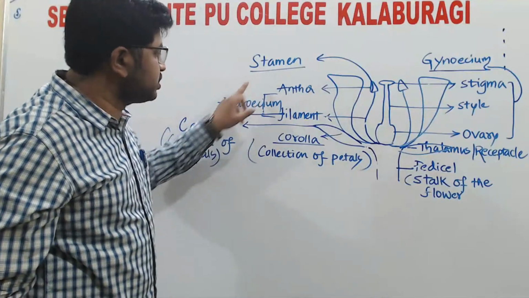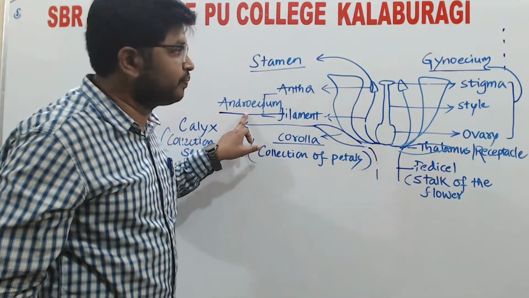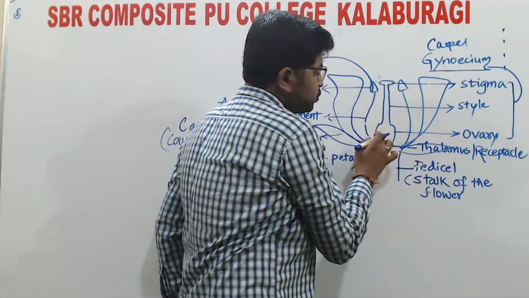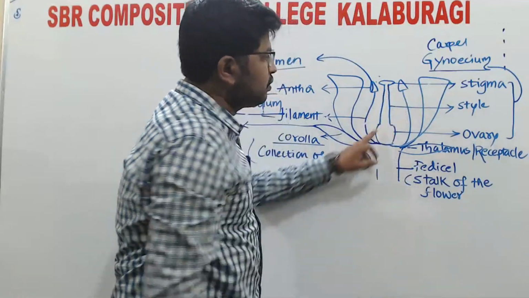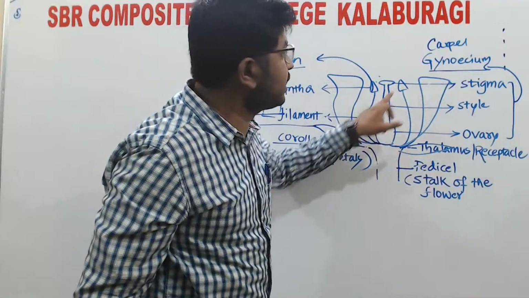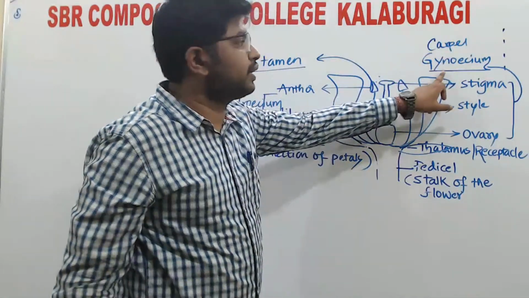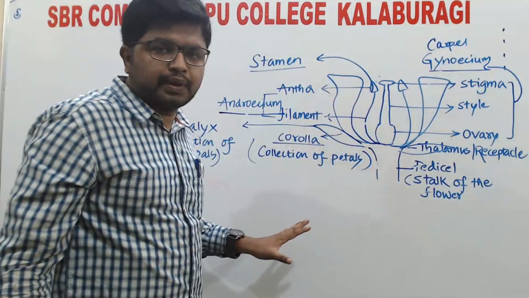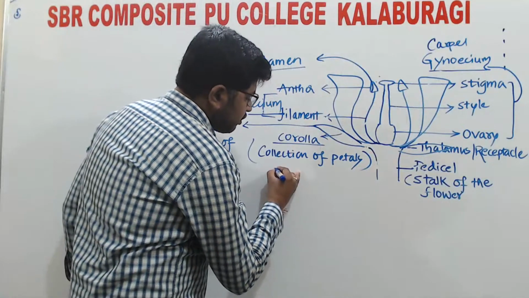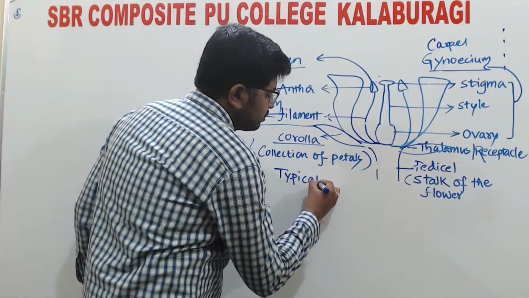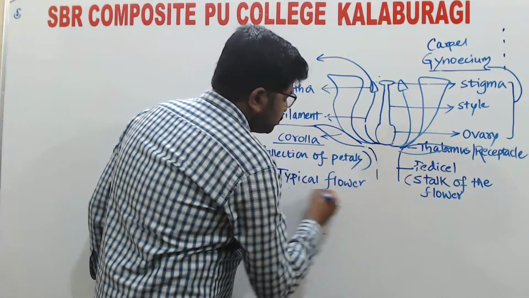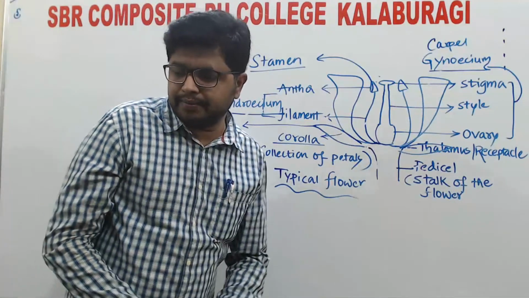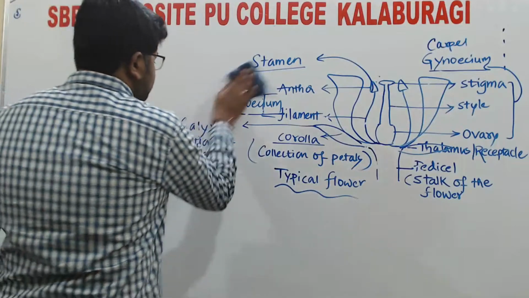Collection of stamens we call as androecium. Collection of carpels, this one structure what we are seeing, this is the carpel or pistil. Collection of carpel or pistil, we call it as gynoecium. Remember this? So this is a structure of a typical flower. If they ask you to draw, then you should draw like this and you should explain each and every part of that.